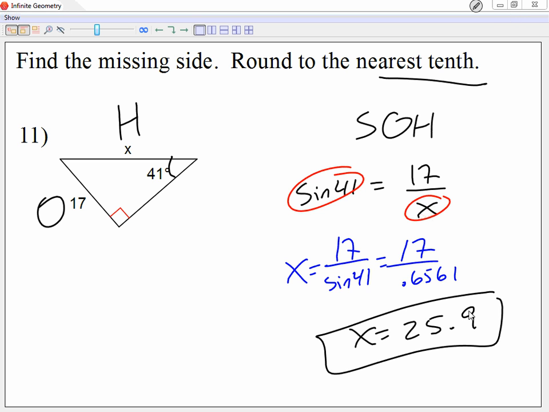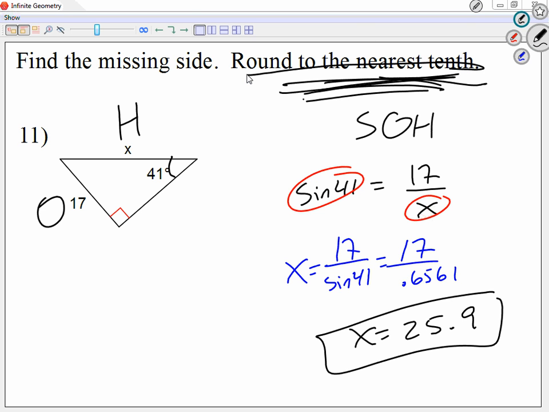Make sure you do have 1 decimal place. Right? It says round to the nearest tenth. So no 26, 25.9. Because it's 1 decimal place.